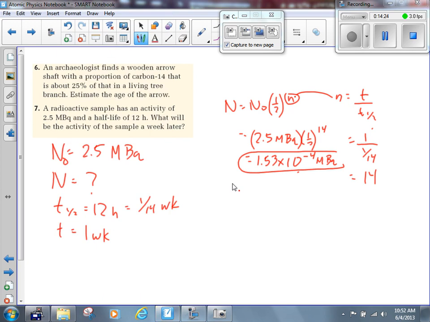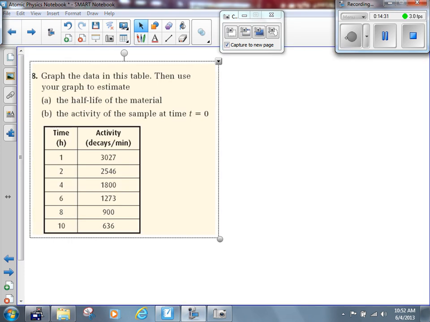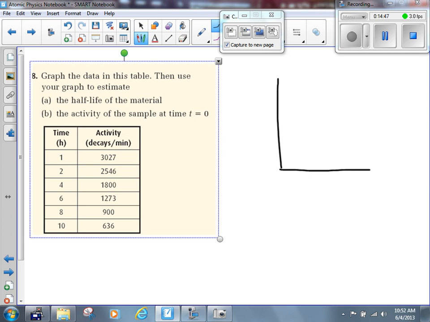Okay. Next question we've got to look at is 8 and 9. Question number 8 says, graph the data in this table, then use your graph to estimate the half-life of the material and the activity of the sample at t is equal to 0 seconds. I'm not going to actually plot this graph on graph paper because I don't have any in front of me right now, but the graph is going to look something like this. The activity is going to be on the y-axis, second column of my table, right? So it's on the y-axis, and that's going to be in decays per minute.